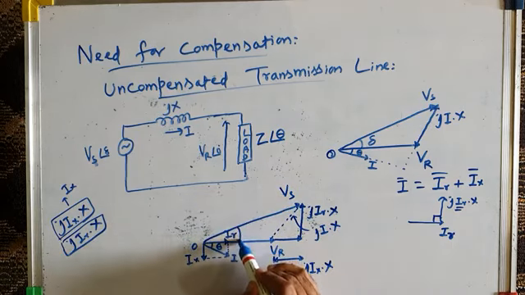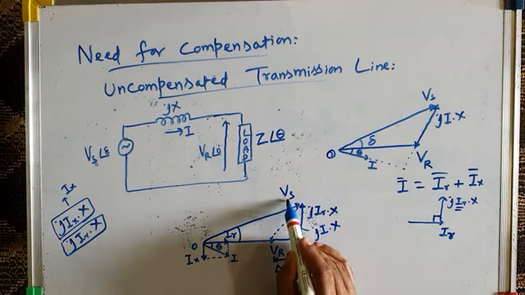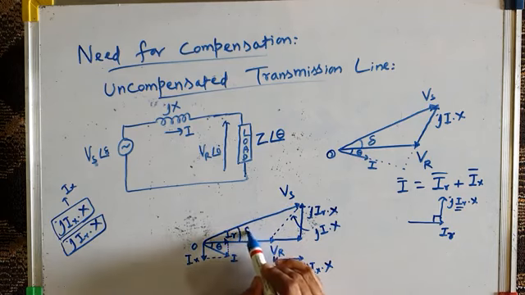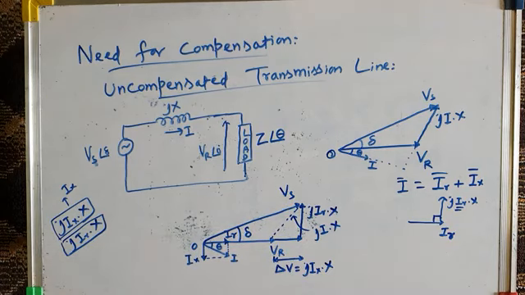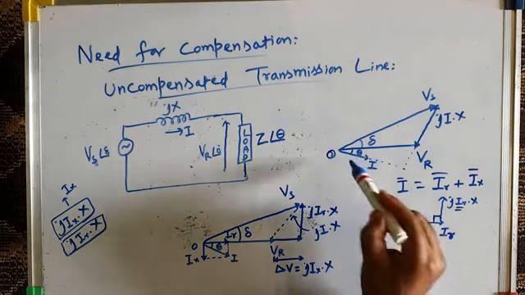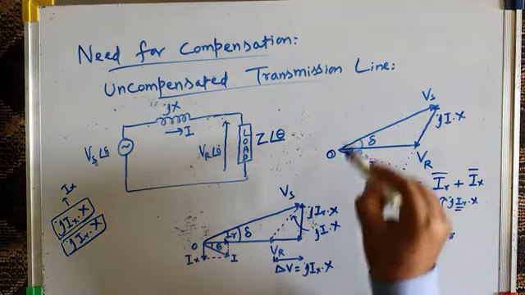And the angle between sending end voltage Vs and receiving end voltage Vr is delta, which is again the power angle or transmission angle. Now therefore, if you take I only into consideration, this is Vr, this is JIX, and this is Vs. So it is the same as this phasor diagram.